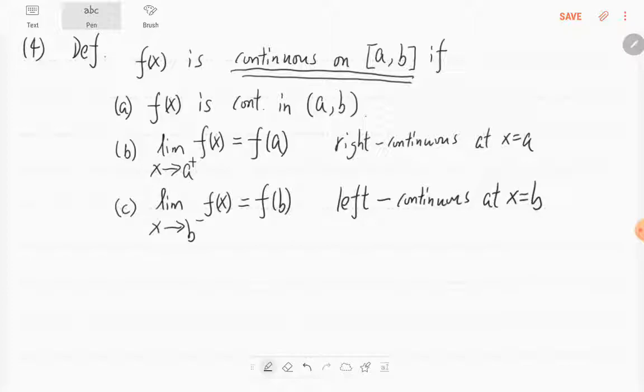So the graph would look like this. This is a, b. At a is a solid point. At b is also a solid point. So you can draw the graph continuously on the whole closed interval [a, b], right?